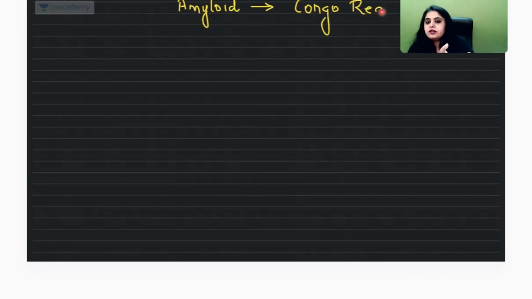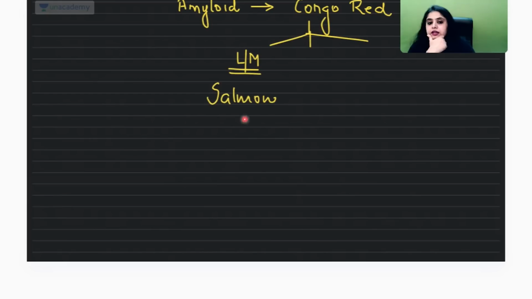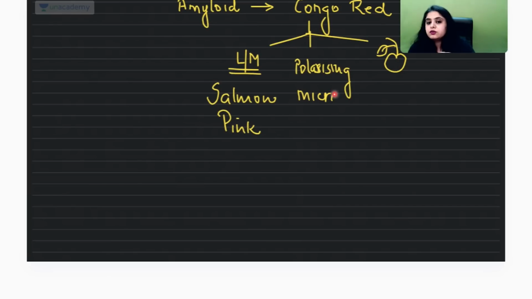So related to Congo red, I want to ask you three questions. If I see this Congo red on light microscopy, what will I see? What color will I see? Okay, I'm going to see a salmon pink color. Very good. If I see the same amyloid with Congo red, under which microscopy will I see the apple green birefringence? Yes, excellent. Under, not electron, guys, under polarizing microscopy. Under polarizing microscopy, I will be seeing the apple green birefringence. Okay, this was an easy question.